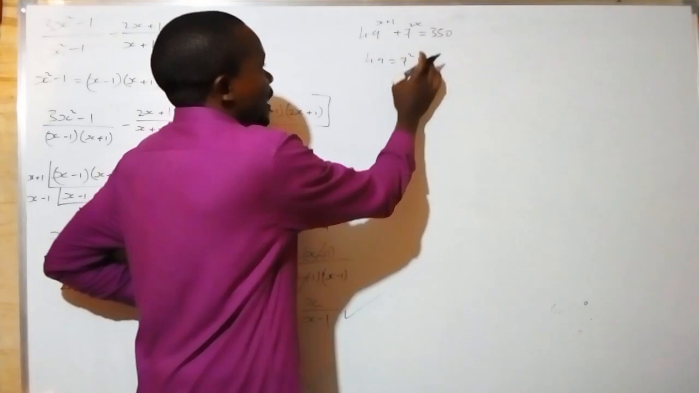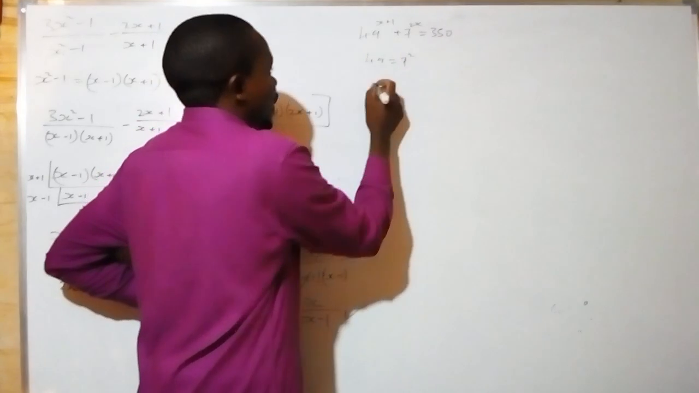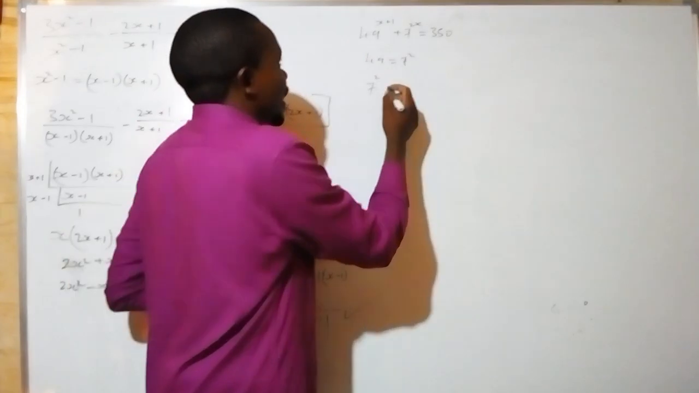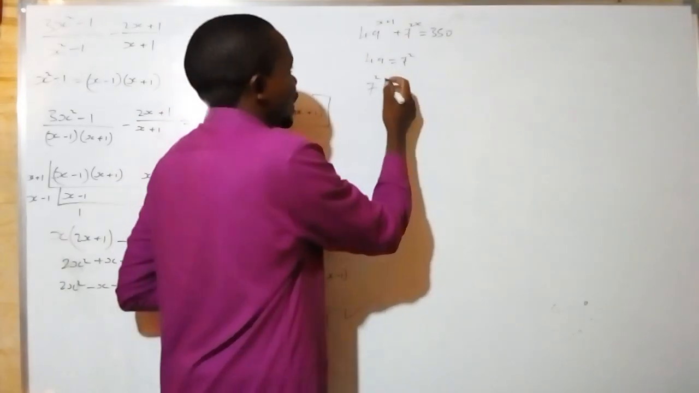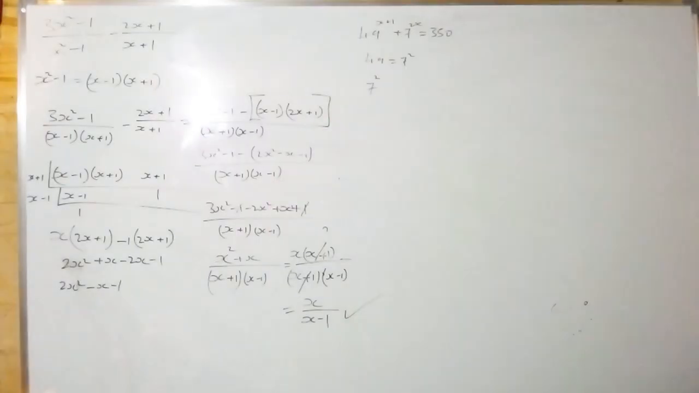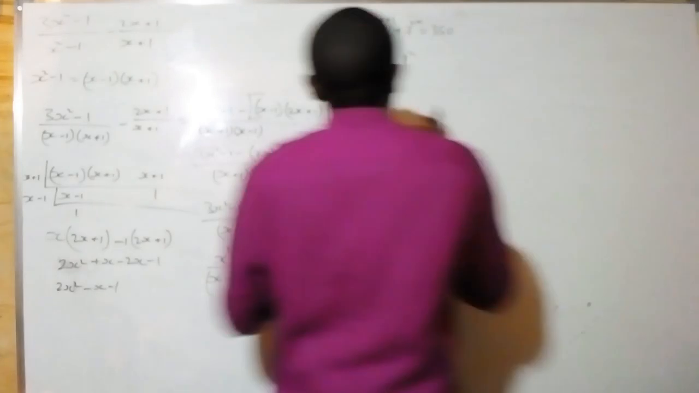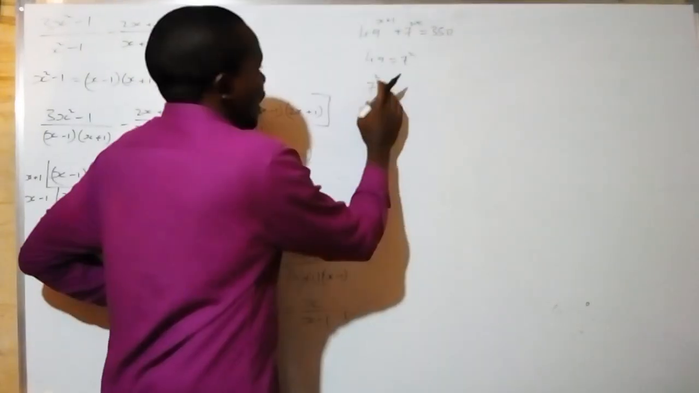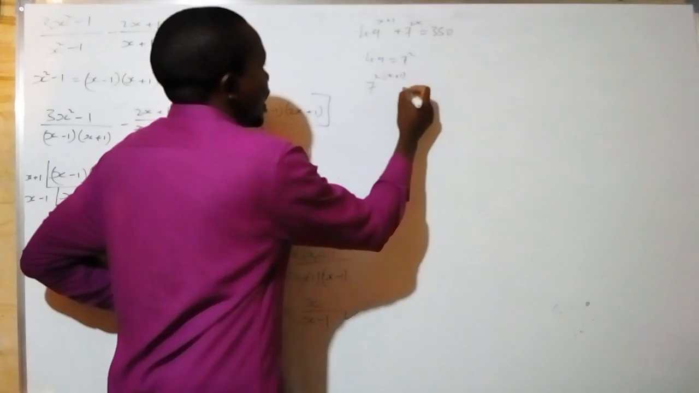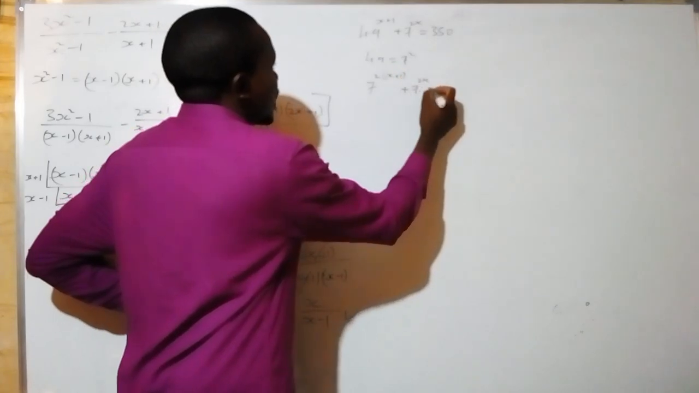You open the bracket, 7 raised to power 2, open the bracket, x plus 1, plus 7 raised to power 2x is equal to 350.